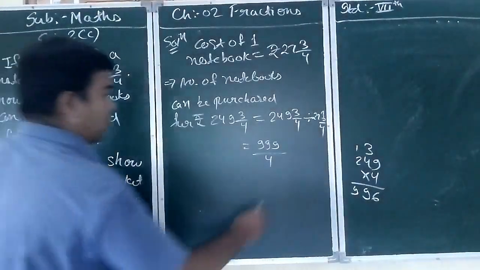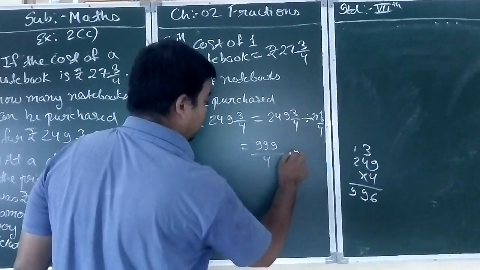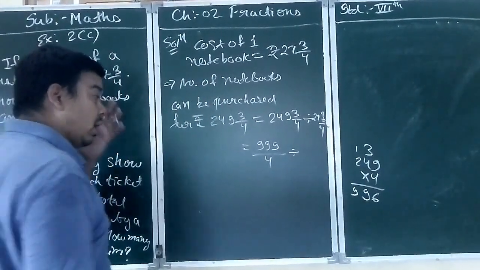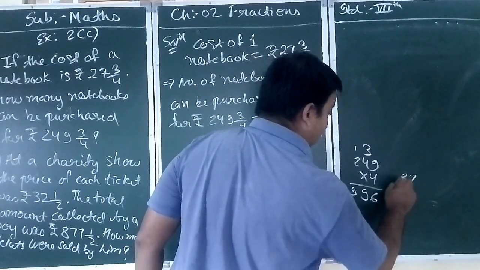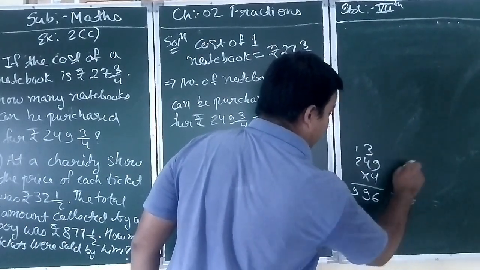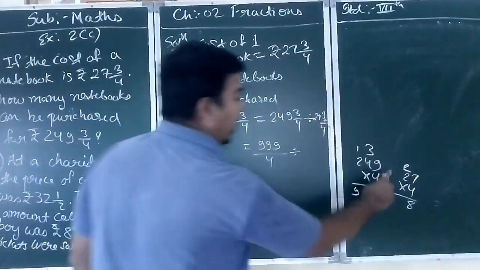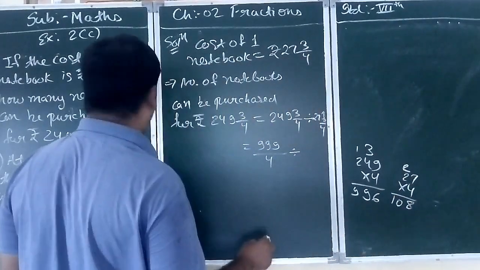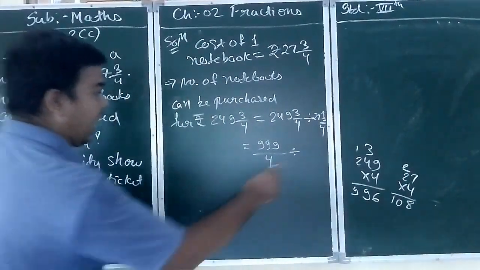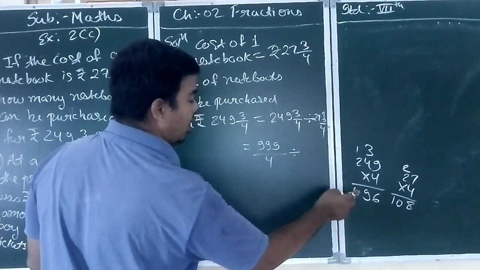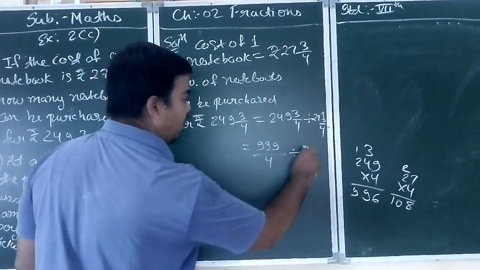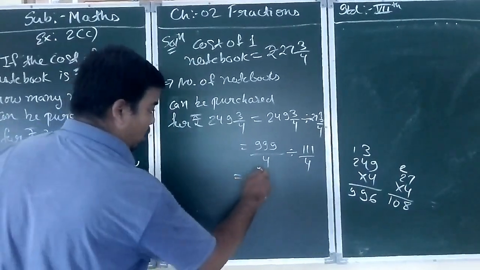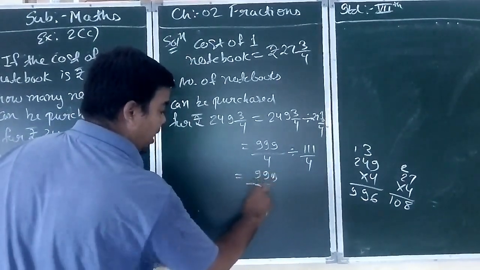Okay, now the divide sign. 27 3 by 4: 27 multiplied by 4. 4 7s are 28, 4 2s are 8, 9, 10, 108. 108 plus 3 is 111. So 111 by 4. Now triple 9 by 4.